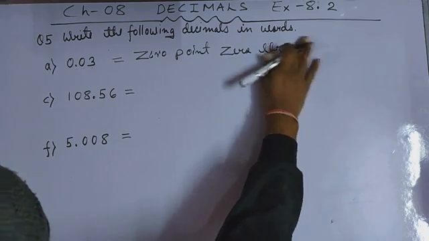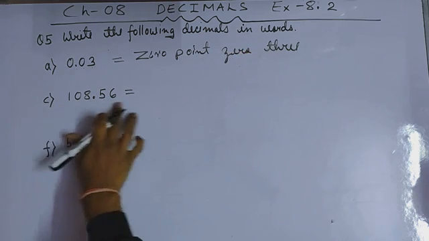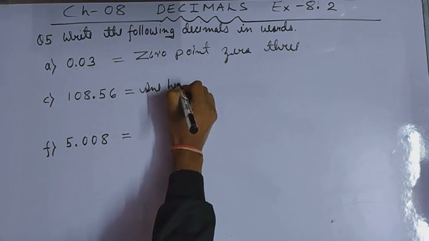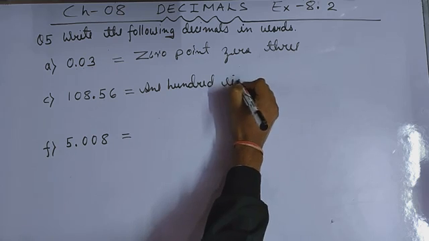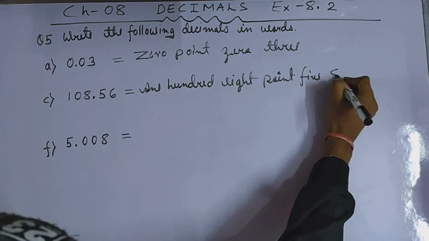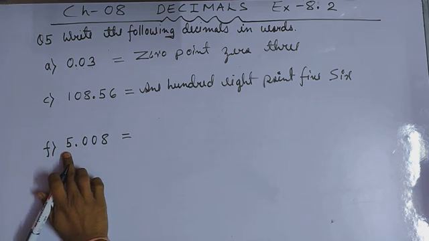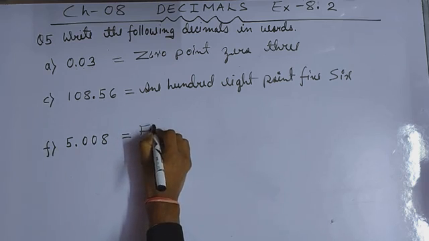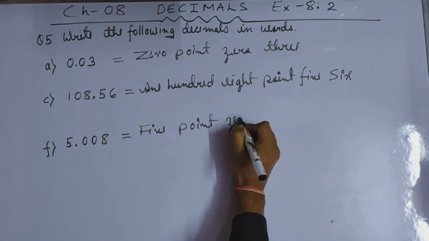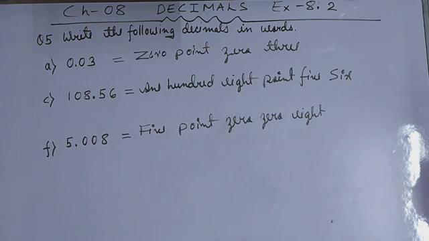This will be read as 0.03. Now in this decimal number, the whole number part is read like a whole number, so this is 108.56. We will say 108, then we will say 0.56. This will be the decimal in words. Now for the F part, this is 5 in the whole number part and there is 008 in the decimal part. So this will be written as 5.008 in words.